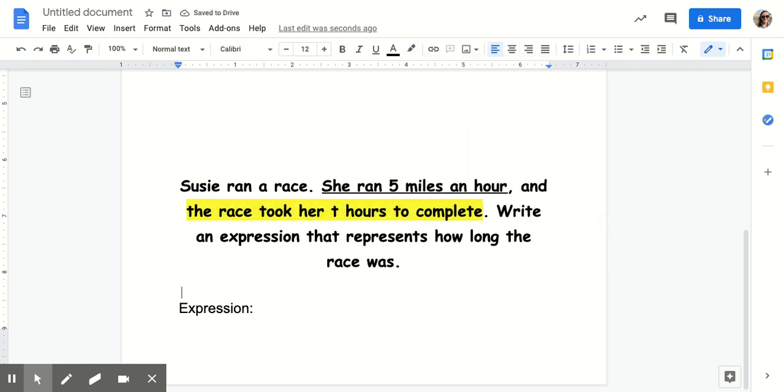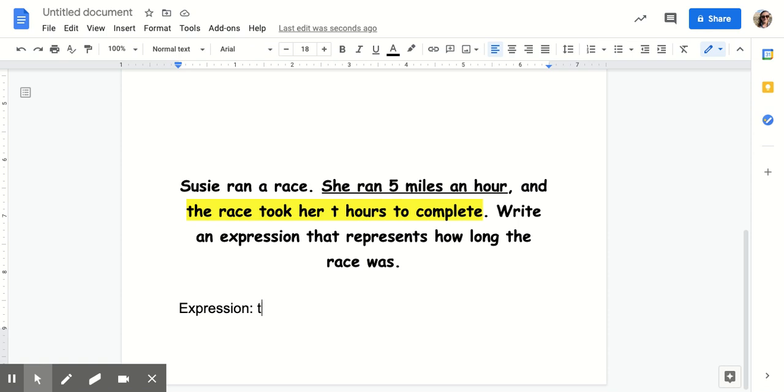Okay, so next step is to identify the variable. Well, once again, this one does provide our variable for us in place of this unknown number. So since we don't know how many hours it took Susie to complete the race, it provided us with this variable, or letter T. Okay, so I'm just going to write T in my expression and then keep reading to figure out what I'm really being asked for and how to finish up this expression. So it says, write an expression that represents how long the race was. Okay, that's a great question.